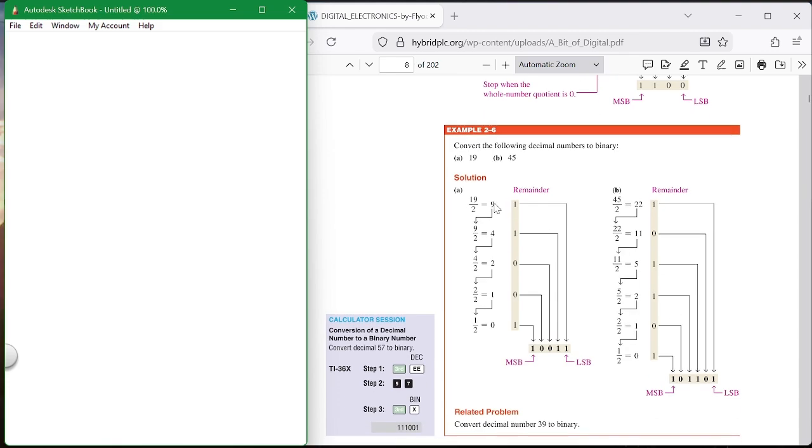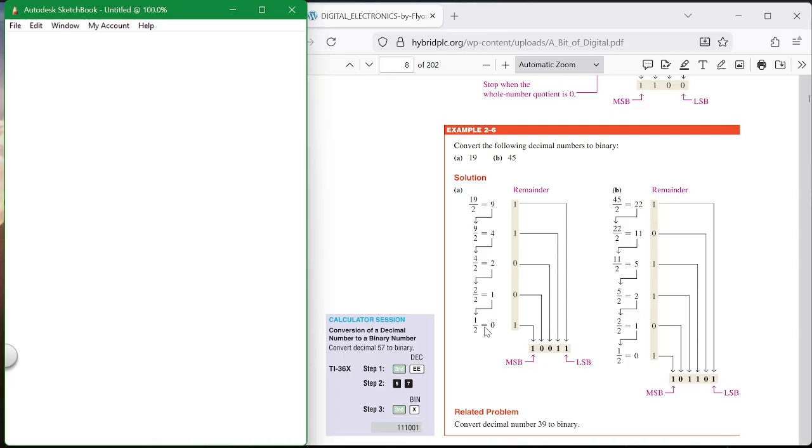Here's the number 19. 19 divided by 2 is 9 with a 1 remainder. 9 divided by 2 is 4 with a 1 remainder. 4 divided by 2 is 2 with a 0 remainder. 2 divided by 2 is 1 with a 0 remainder. 1 divided by 2 is your final number.